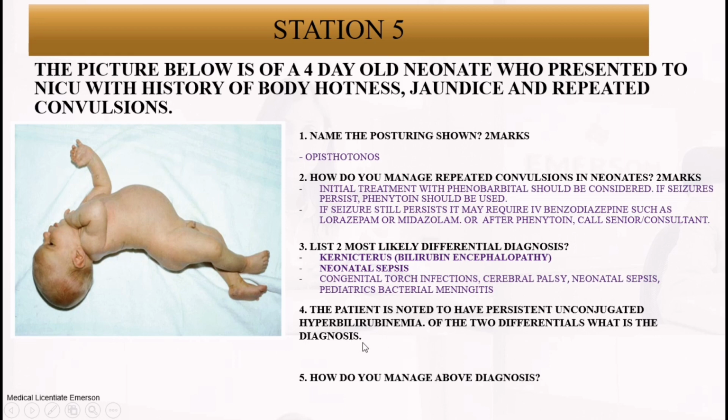Question 4: the patient is noted to have persistent conjugated hyperbilirubinemia. Of the two differentials, what is the most likely diagnosis? Of these two, which one do you think can have a persistent conjugated hyperbilirubinemia? So this is most likely kernicterus if we have such a raised hyperbilirubinemia.